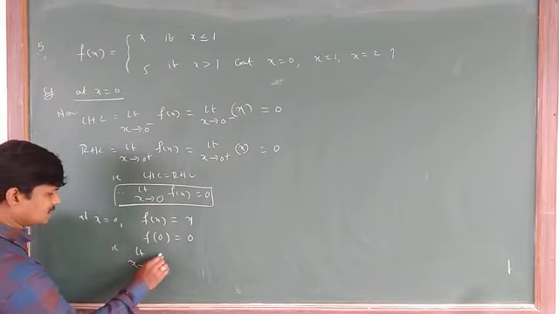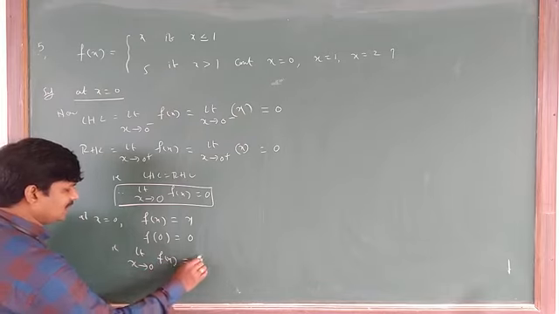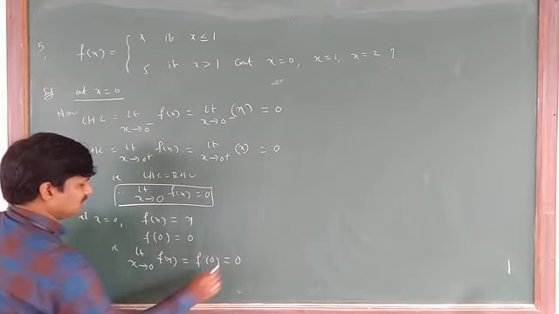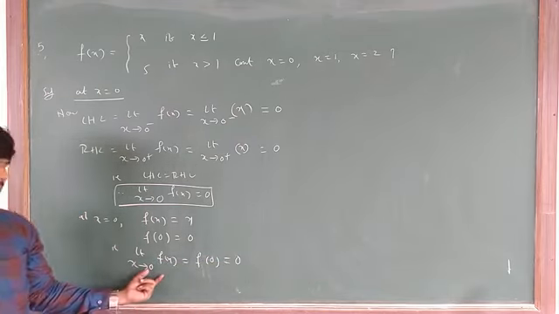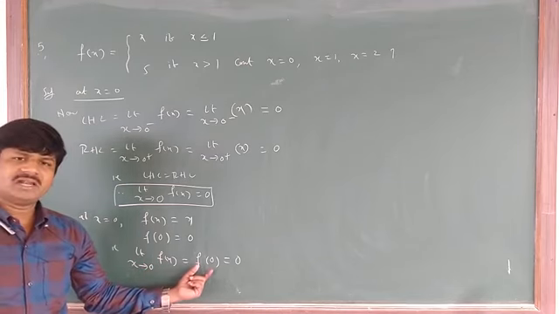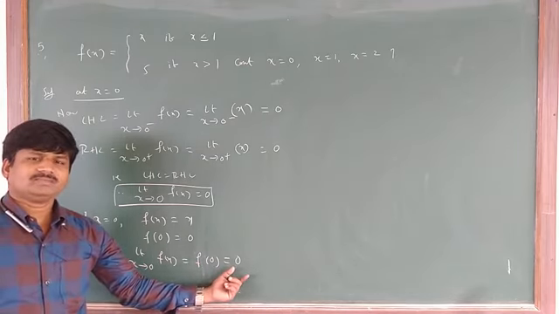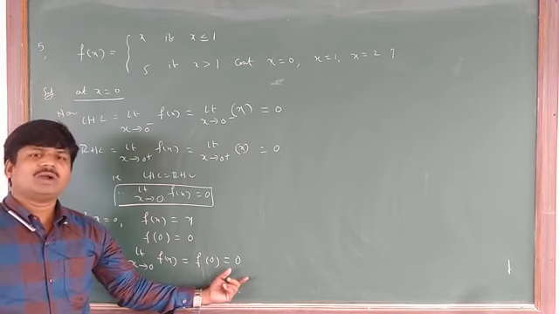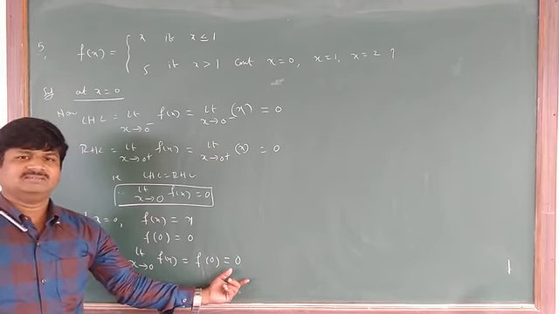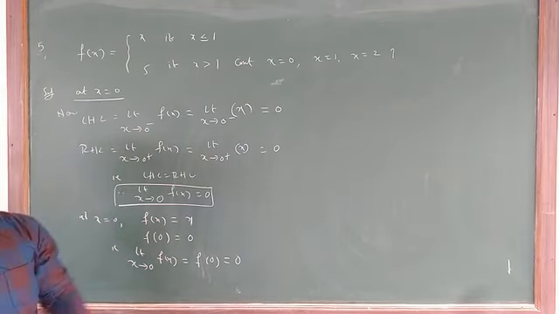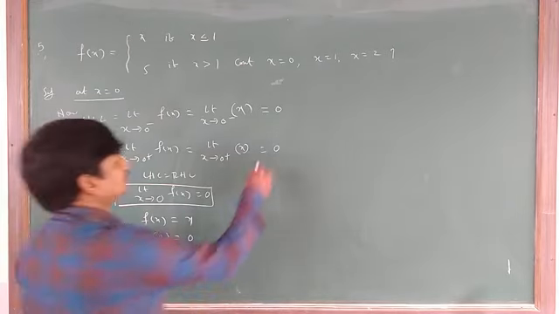Limit as x tends to 0, f of x is equal to f of 0, which is equal to 0. Just observe carefully: the limit at 0 and the value f of 0, both you got 0. Both you got 0. Then what is it? The function is continuous at x equal to 0.